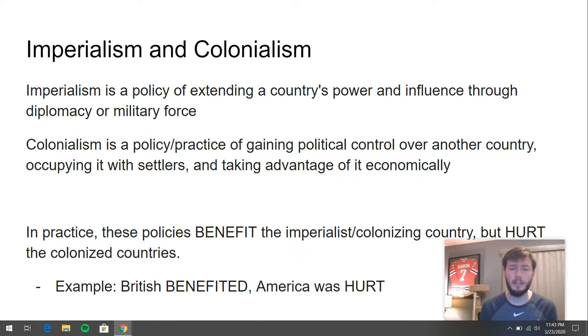So in practice, these policies benefit the imperialist or colonizing country at the expense of the country they are colonizing. In our case of the Americas, Britain was the imperialist colonial country, and the American colonists were hurt by the British occupying that area. Just ask the Native Americans how that turned out. It didn't work out so great for them. So the British benefited, the Americans were hurt, and specifically Native Americans were very hurt. So those are the definitions we've settled on for imperialism and colonialism.